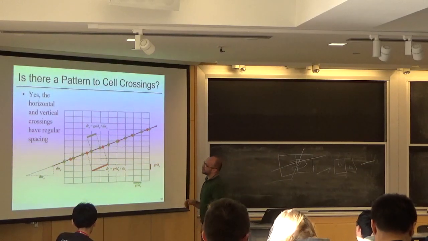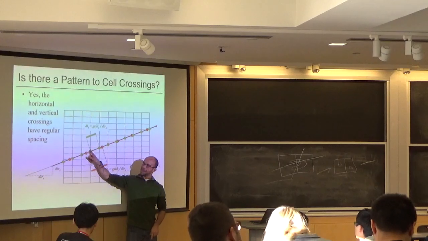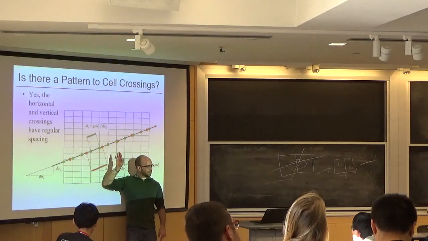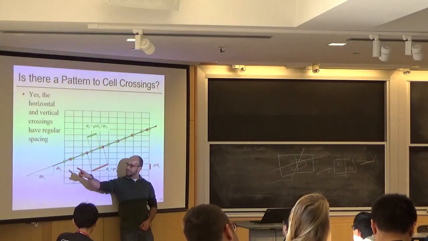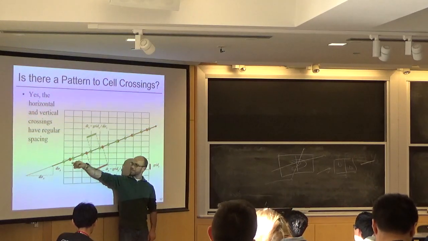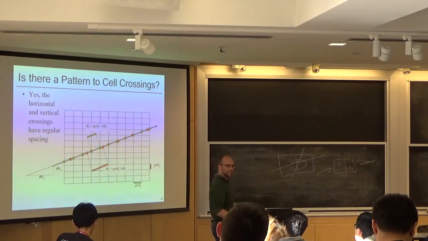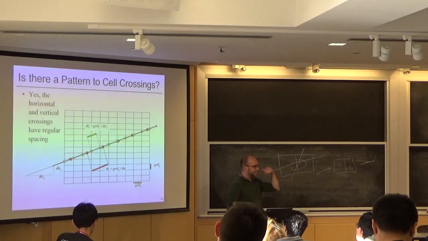The basic idea here is that if I look at the pattern of places where I intersect, they're evenly spaced. The t values where I intersect all the vertical lines are spaced by dt. Similarly with the red planes. And so it's very easy to detect cell crossing and figure out which direction it is.